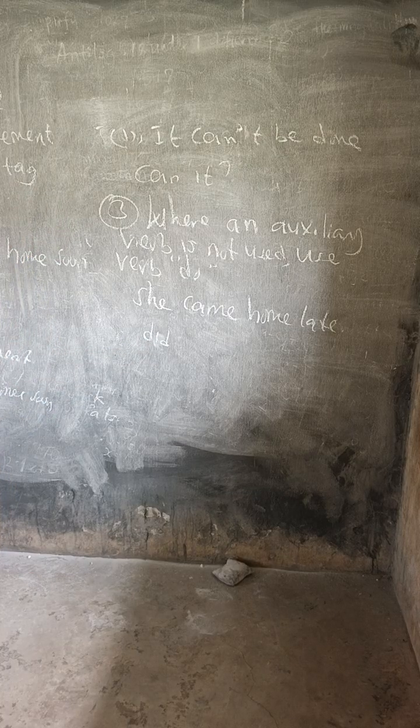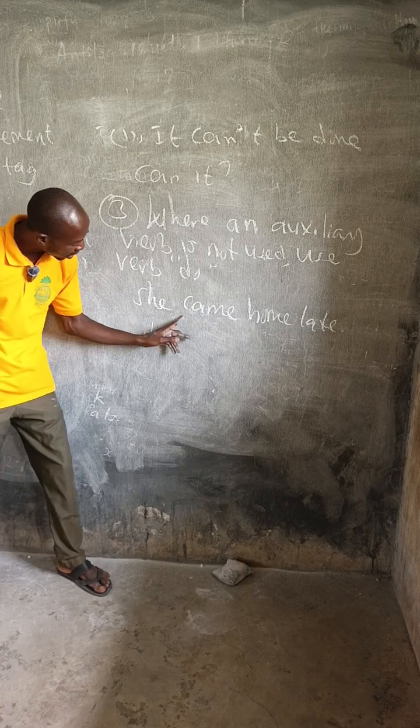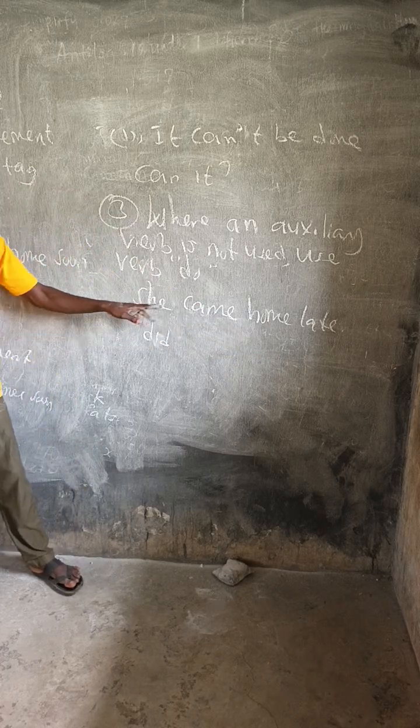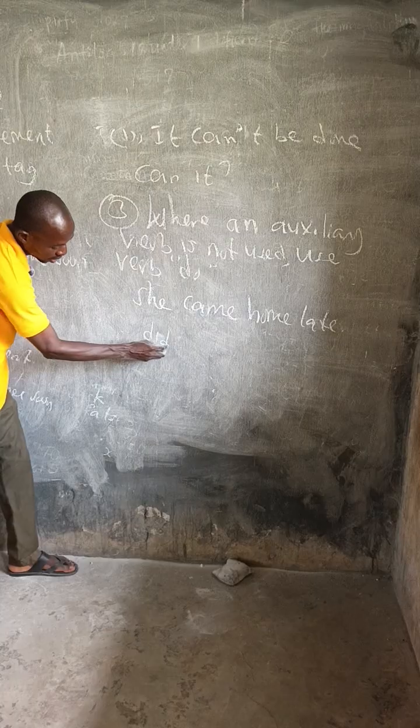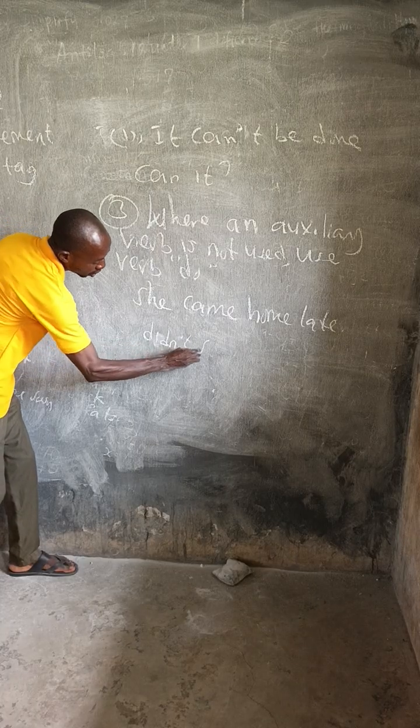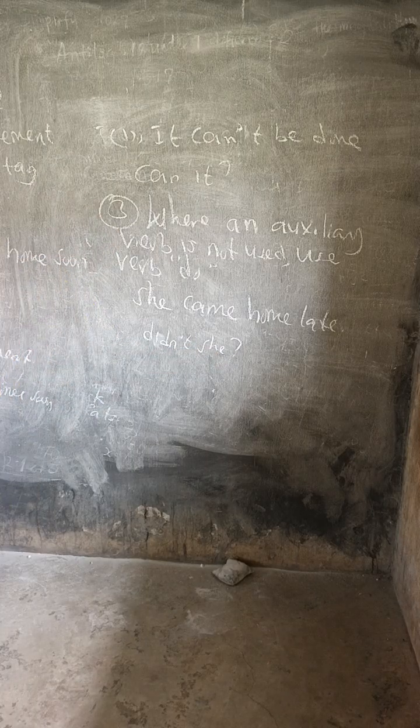Is it clear? Yeah. So in this case now, you ask yourself, this statement now, is it a positive or negative statement? It is a positive statement, okay? And so it will take negativity, isn't it? It will now be what? "Didn't she?" So you have to know, okay?